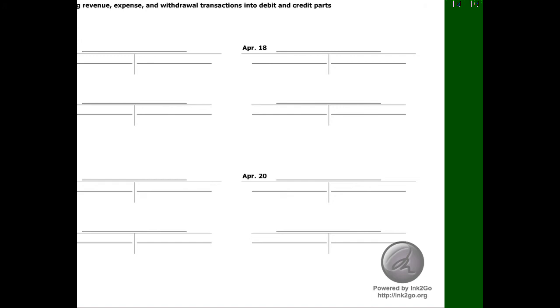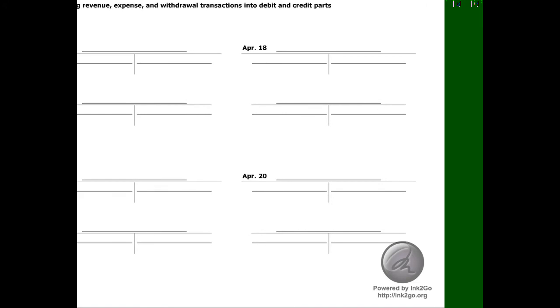For section 2.3, we're going to be analyzing revenue, expense, and withdrawal transactions into debit and credit parts. Our directions state that we are to use the chart of accounts for Burgum Services from Work Together 2.2.